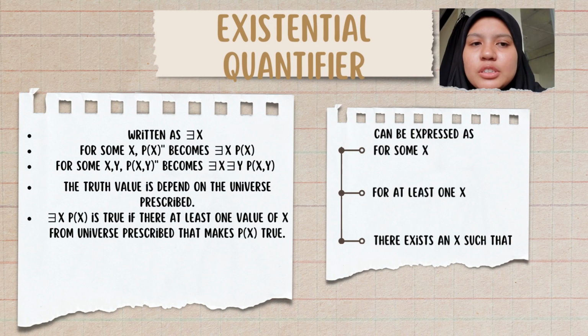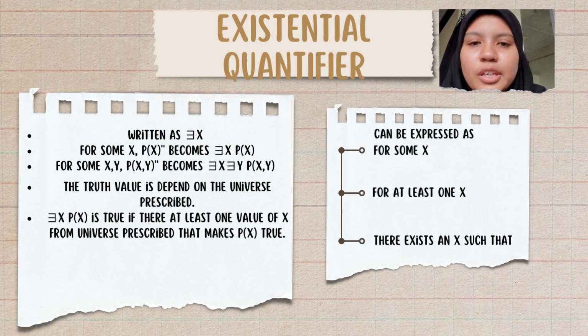Existential quantifier can be written as a backwards E. For some x, P(x) can be written like in the slide, and for some x, y, P(x, y) becomes like in the slide too. The truth value will depend on the universe prescribed, and for some x, P(x) will be true if there is at least one value of x from the universe prescribed that makes P(x) true.